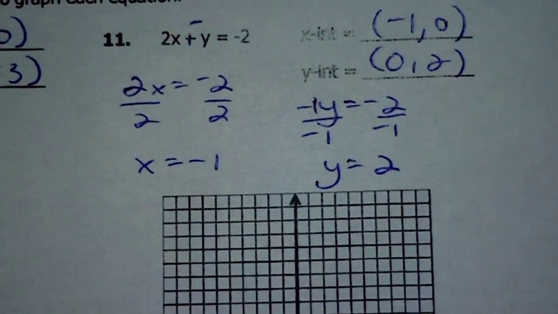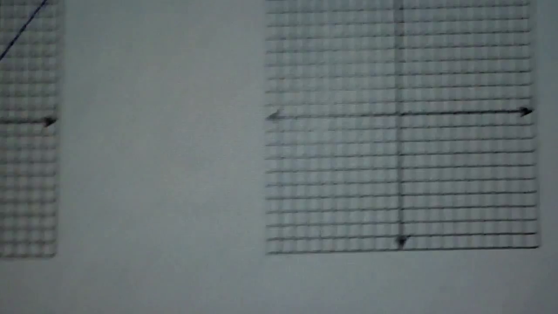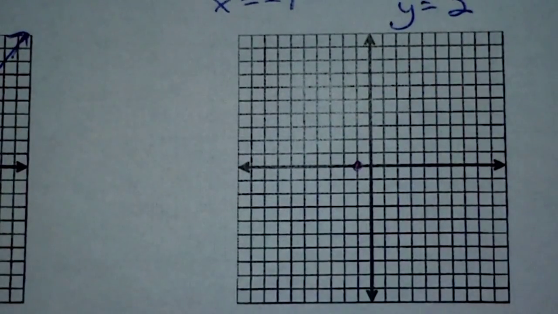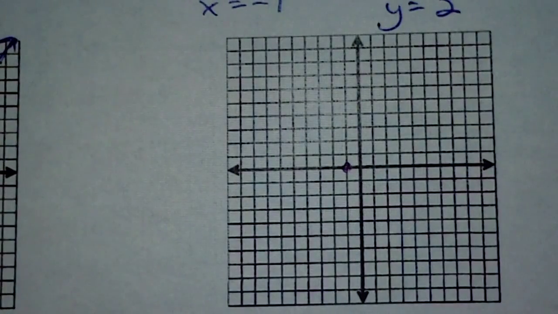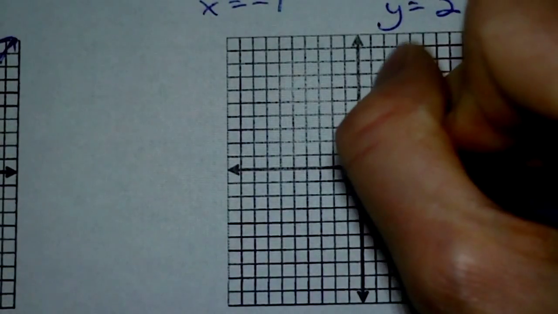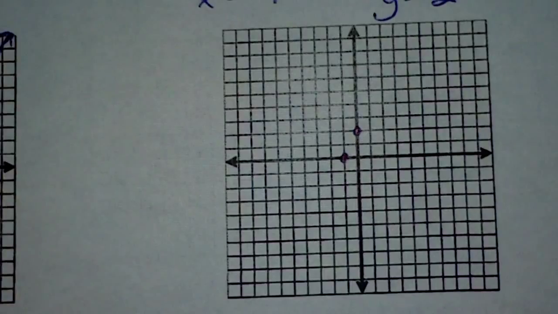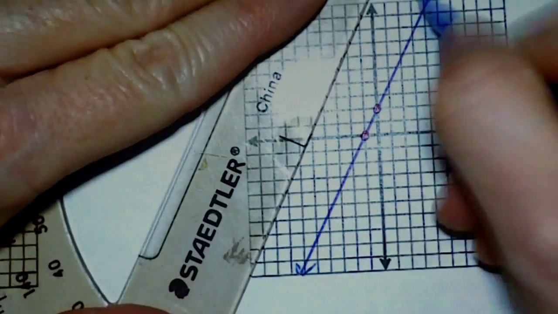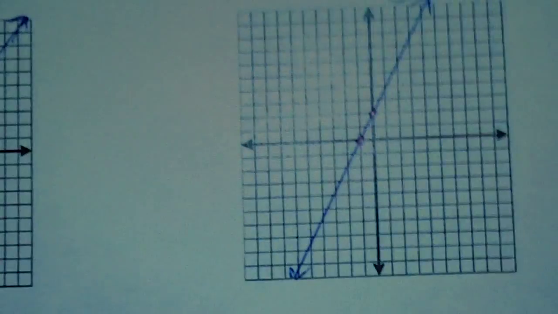So that means on your graph, if my x-intercept is negative 1, you should have a negative 1 on the x-axis. And if your y-intercept is a positive 2, that means you have a positive 2 on your y-axis. So now we have our 2 points. And you'll draw your line through. It should look like that.